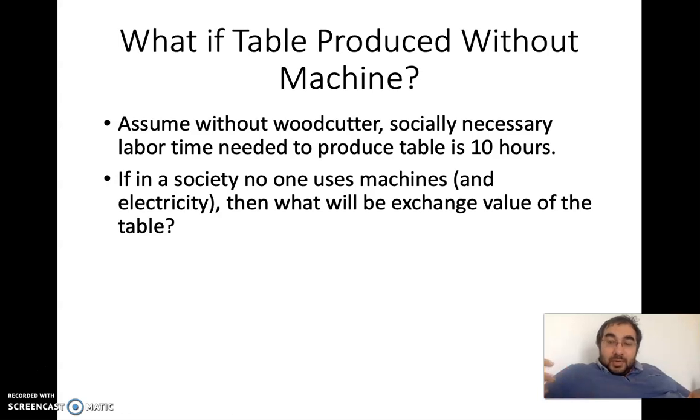if you use more intense labor power, let me say, but spend the same labor time, then my labor time might be more valuable than the other person's labor time at a certain sector or at a certain profession.